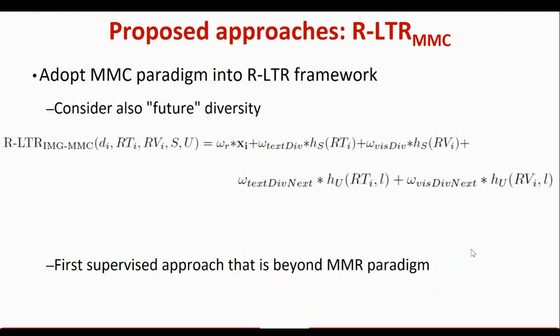As a further extension, we also adopted the MMC paradigm into the R-LTR framework. Remember, in MMC, the possible future diversity is also taken into account. So the original formulation in the previous slide is now extended with possible future diversity with respect to the textual and visual features. Note that while computing this, for a given document image that is being scored, we consider the most diverse image that remains in the candidate set.